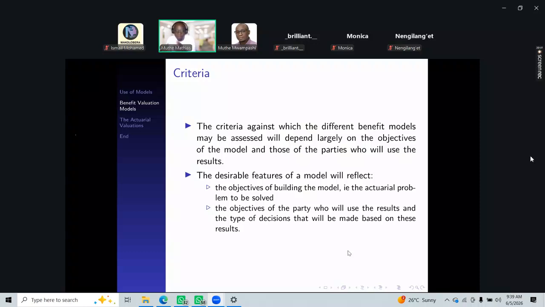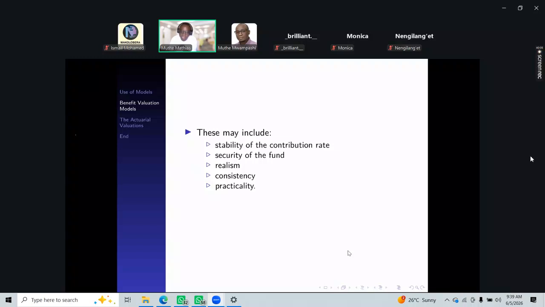And then we have criteria for choosing models. But at the end of the day, all this depends on the objective, right? What is the objective of building that model, and maybe the objective of the party who wants to use the results of these models? I think this criteria is just obvious, because you can see that we are saying, okay, it depends.